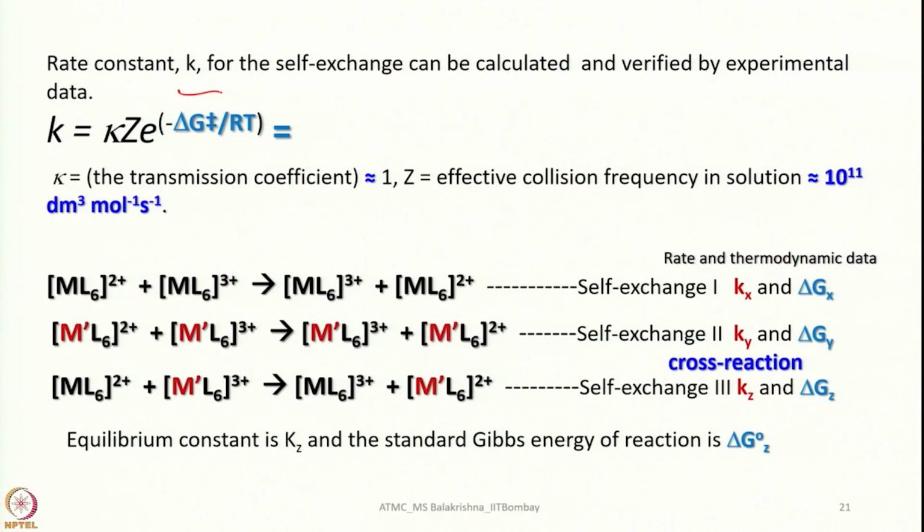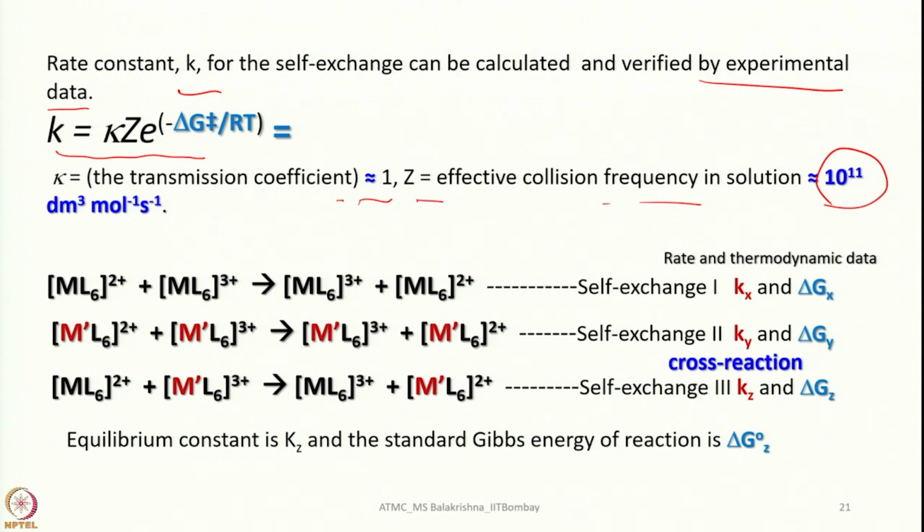So, the rate constant k for the self exchange can be calculated and verified by experimental data, as we now have experimental techniques available for measuring the rate of any given redox process. The term represents this one, k equals this term. Of course, κ, the transmission coefficient, is always equal to 1, and Z is the effective collision frequency, in the order of 10 to the power of 11.